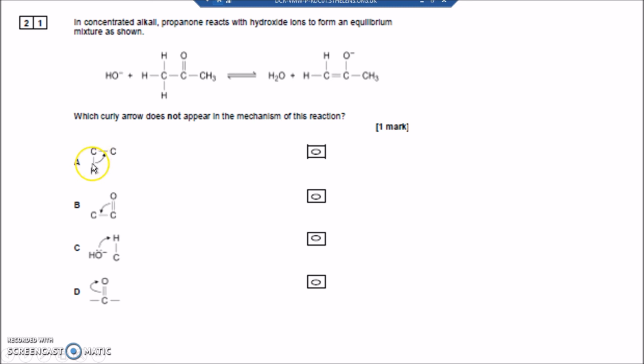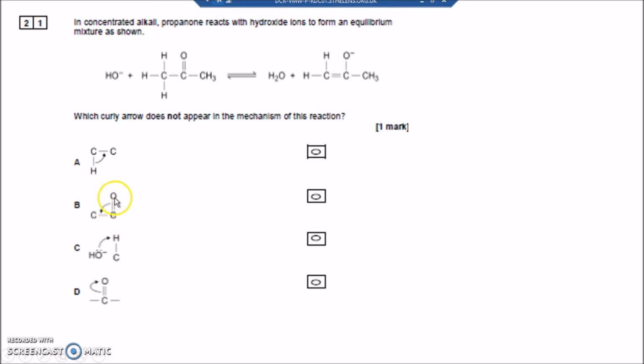A, a CH bond going in between the two C's to make the double bond? Yes, it will. So the OH minus lone pair of electrons attacks that H to make water, and the electrons from the CH then move in between the carbons to form the double bond. That's correct. B, you'll never see that. You'll never ever see that. That's not such a thing.